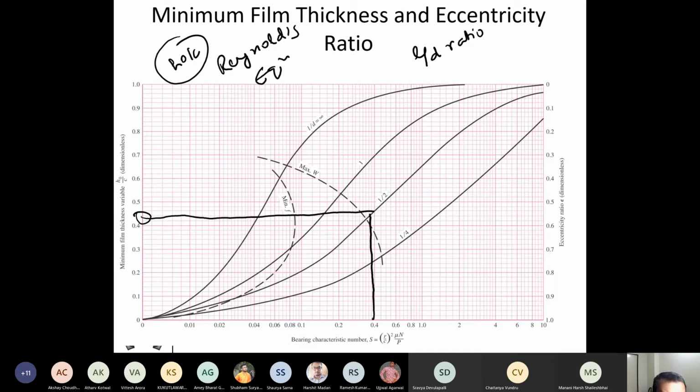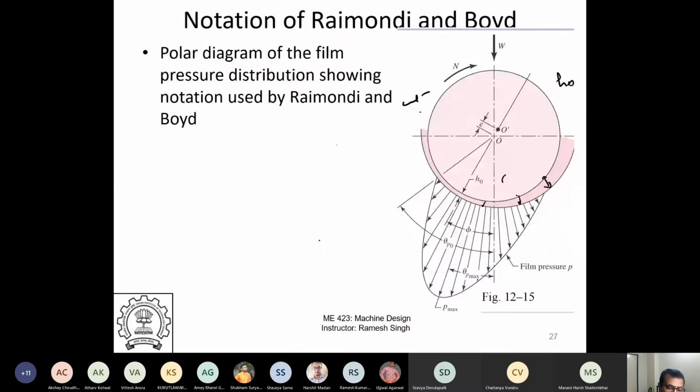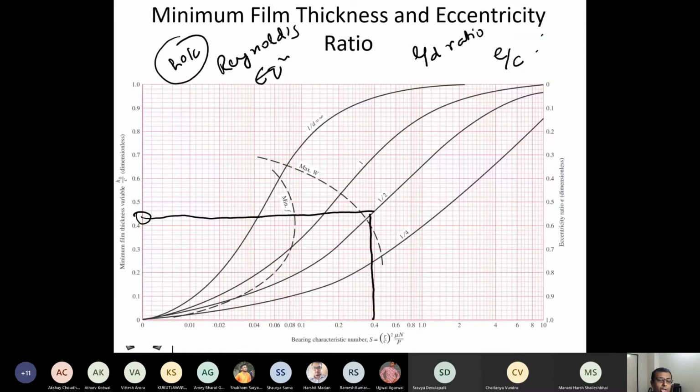And this is the eccentricity ratio, which is E by C. C again is clearance and E is the actual eccentricity, so I can find out what the eccentricity will be. If you want to go back, this is the eccentricity, E. Everything is a function of C because it's a non-dimensional chart people have created. So it's E by C, H naught by C. These are non-dimensional parameters, so they are valid over a wide range of parameters. People have solved a non-dimensional Reynolds equation and found out these values.